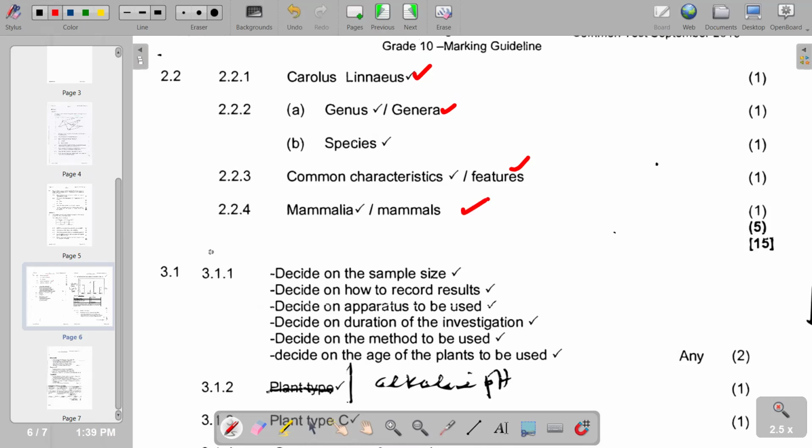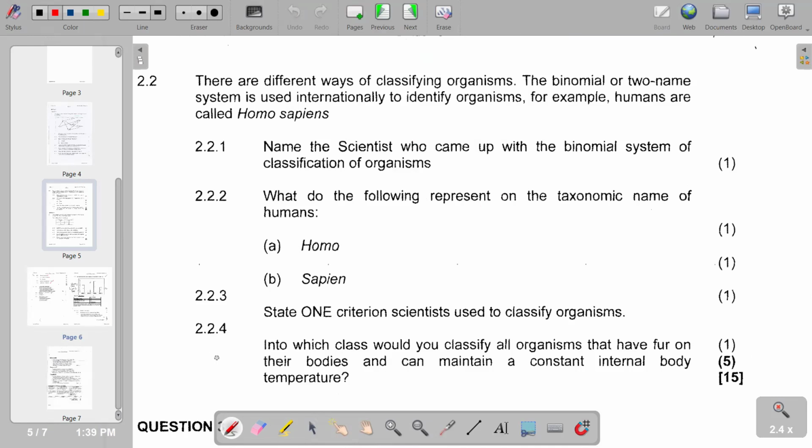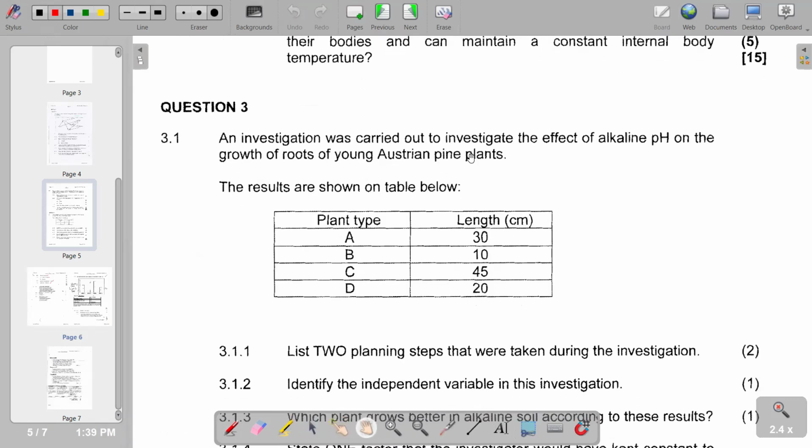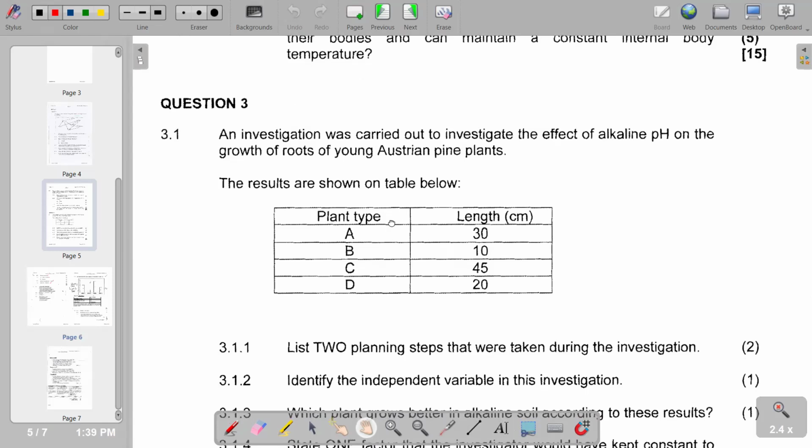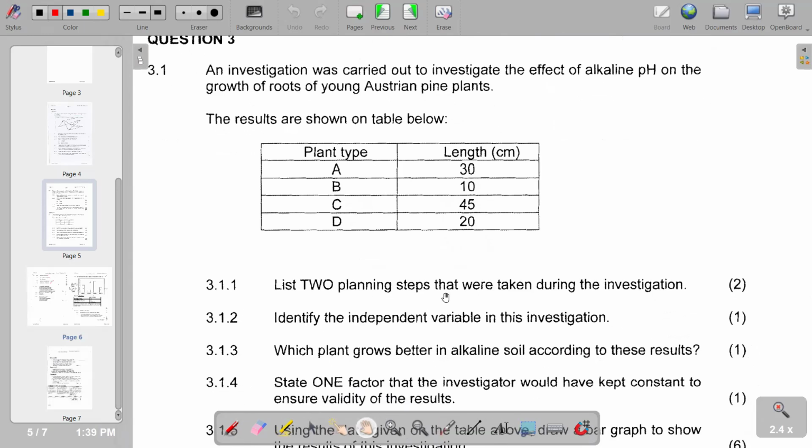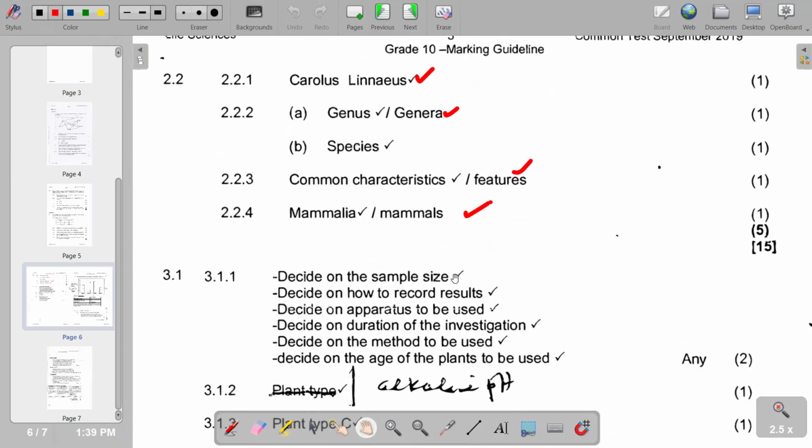Then on the next question, which is now question three. It reads: an investigation was carried out to investigate the effect of alkaline pH on the growth of roots of young Australian pine plants. The results are shown in the table below. First question, list two planning steps that were taken during the investigation. The planning steps are: decide on the sample size, decide how to record the results, decide on the apparatus to be used, decide on the duration of the investigation, decide on the method to be used, and decide on the age of the plants to be used. So these are the steps that we have.